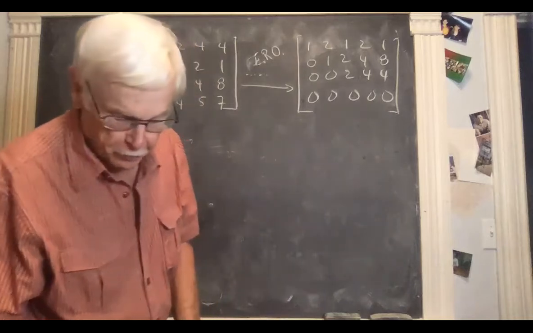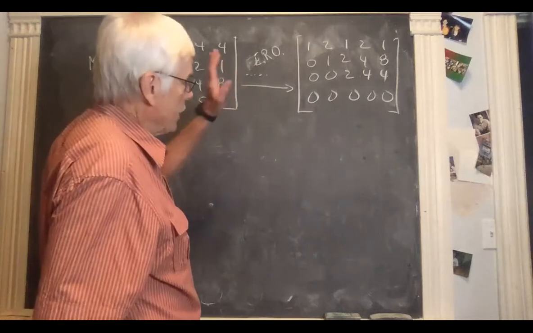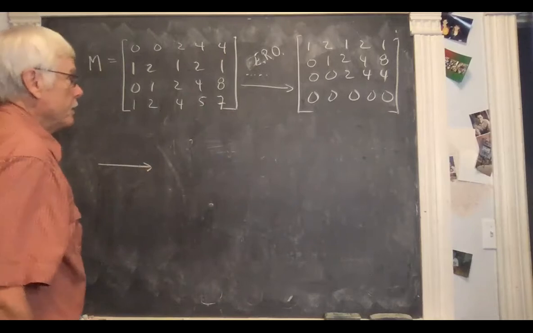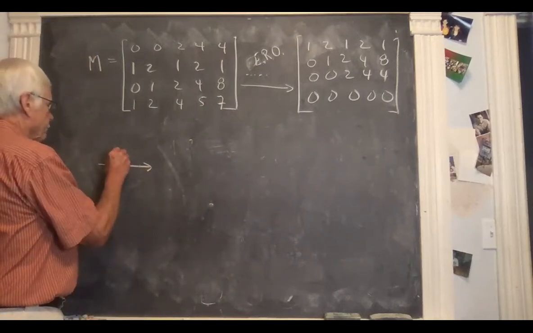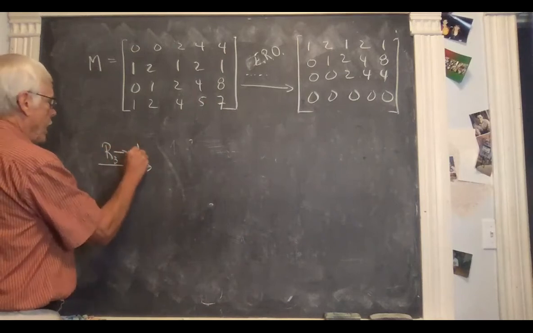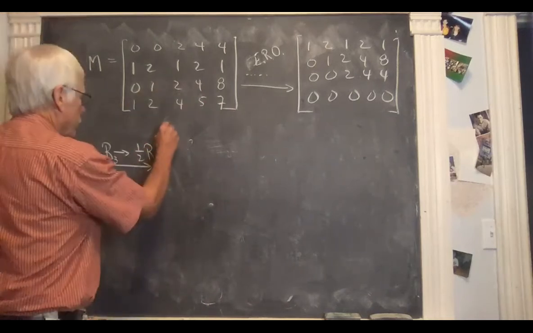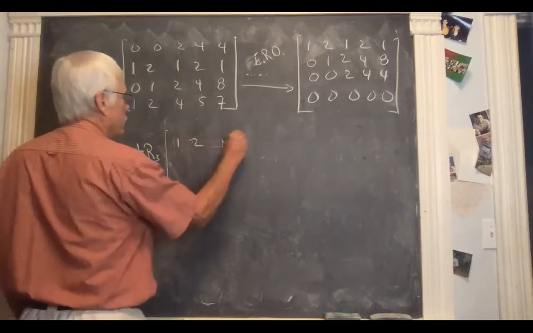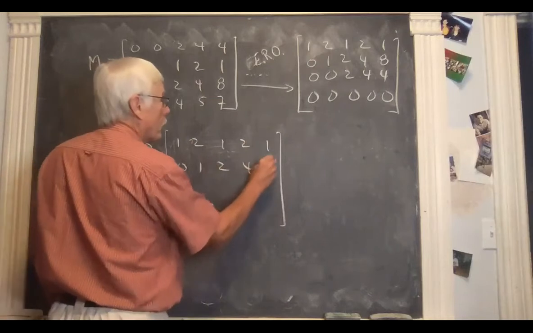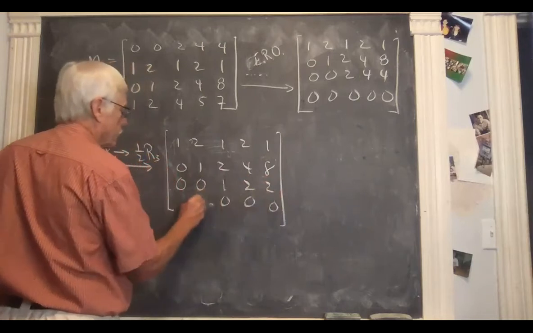And to reduce it further, I'll do a couple steps and then I'll give the final result. So the first step I'm going to do with this one is to replace row 3 by 1/2 of row 3. So the old row 3 goes to 1/2 of row 3. Everything else stays the same. So 1, 2, 1, 2, 1 remains the same. 0, 1, 2, 4, 8, 0, 0, 1, 2, 2, 0, 0, 0, 0, 0.